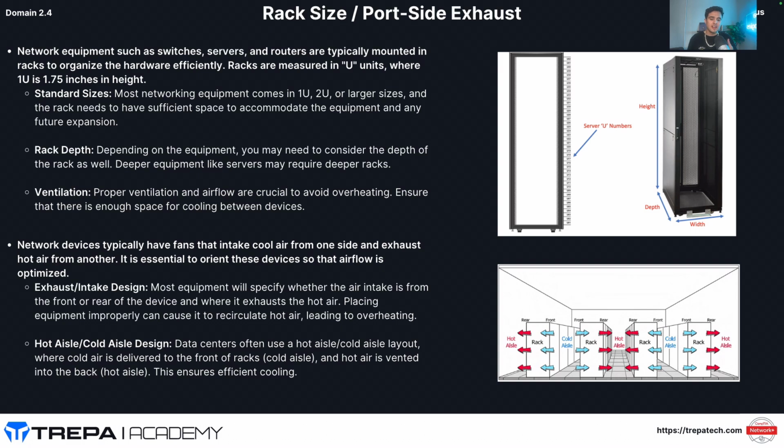When you say U, like a 1U router, that means it's going to take up one slot in that rack. But depth matters a lot depending on whether you're putting in servers or network gear, or what type of switches, distro switches, okay? Network equipment such as switches, servers, and routers are typically mounted in data center racks to organize the hardware efficiently. They're measured in U's, units, where 1U is 1.75 inches in height. I think of it like columns. So if a big beefy server is 4U, that's a big server, right?